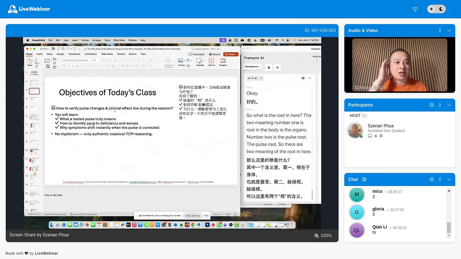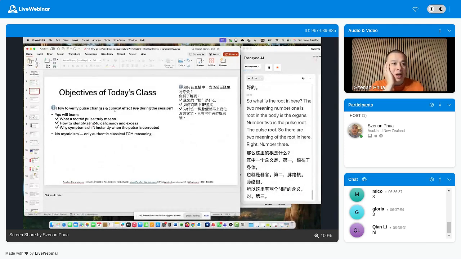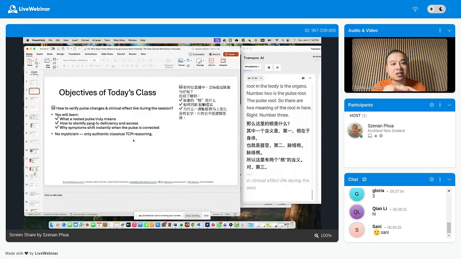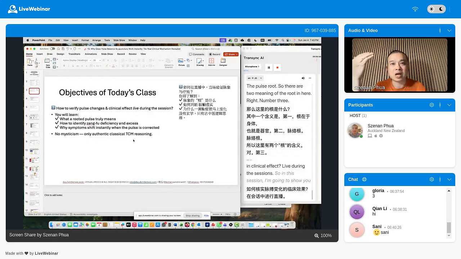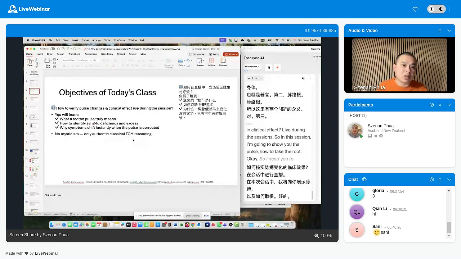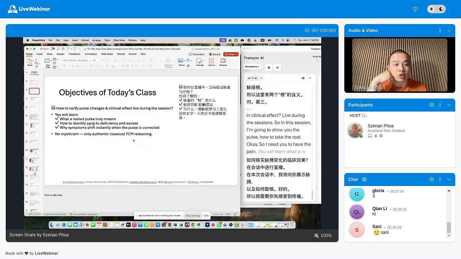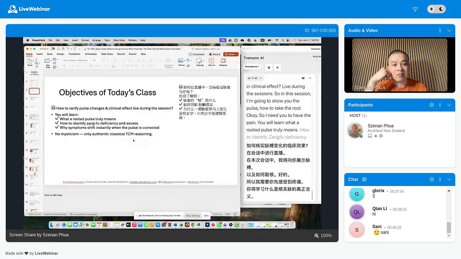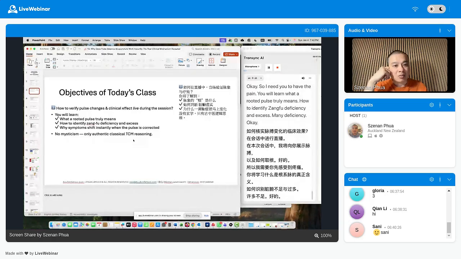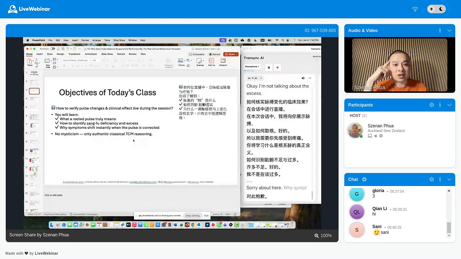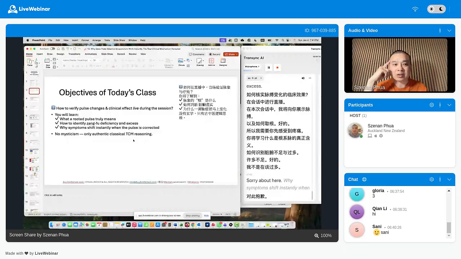Number 3: how to verify pulse changes and clinical effect live during the session. So in this session, I'm going to show you the pulse, how to take the root. So I need you to have the pen. You will learn what a rooted pulse truly means, how to identify 脏腑 deficiency and excess, mainly deficiency. We're not talking about the excess here. And why symptoms shift instantly when the pulse is corrected.